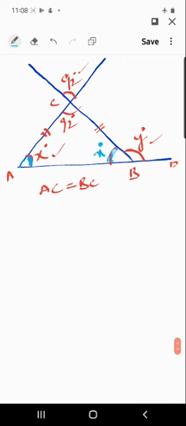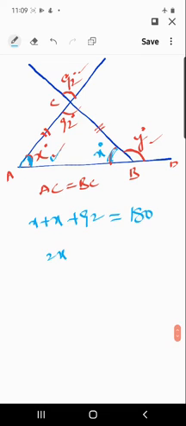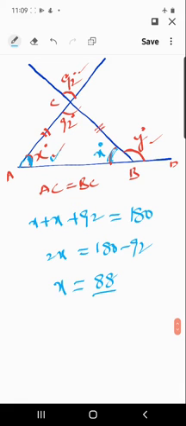Now in triangle ABC, already we know this angle, so all three angles we know. By using angle sum property we are going to find the x value. That means 2x plus 92 is equal to 180 degrees. So 2x is equal to 180 minus 92, so 2x is equal to 88. So here 88 by 2, that is 44. So what is the x value? 44. So finally we got the x value is 44.